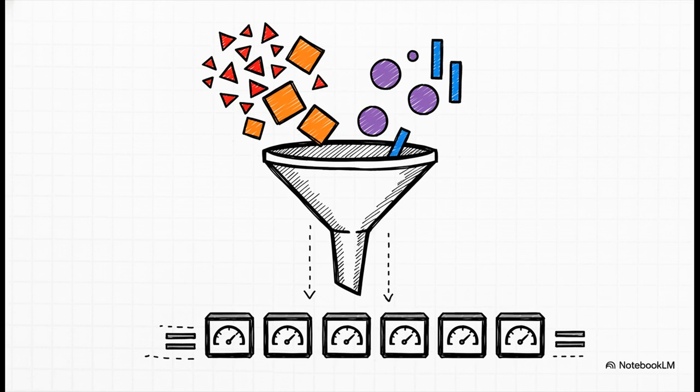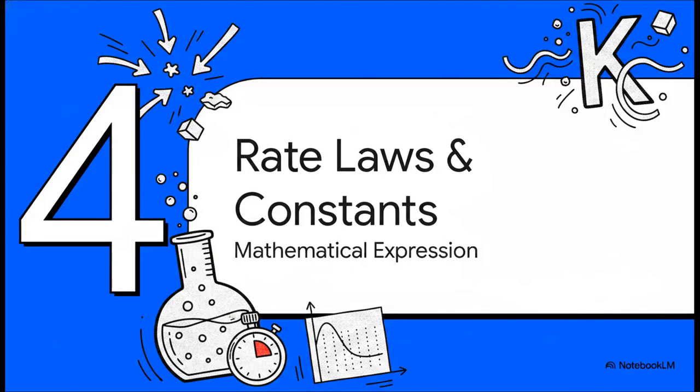So, the overall rate equals negative 1/5 the change in bromide, which is also equal to positive 1/3 the change in bromine. Just remember this rule of thumb. Reactants are negative because they disappear, products are positive because they appear. Equalize them by dividing by the coefficients, and I promise you will never fall for this trap again. Which brings us nicely to Section 4, Rate Laws and Constants.